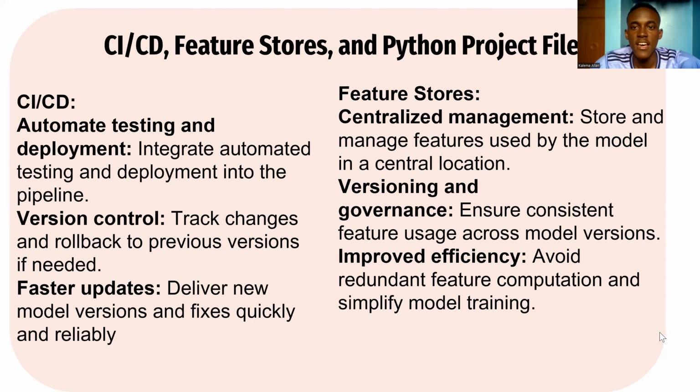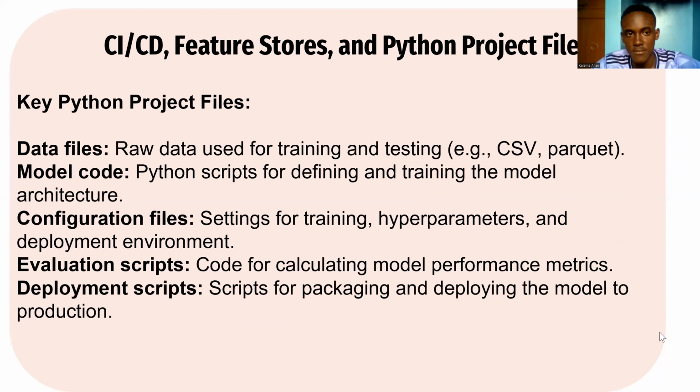CI/CD, feature stores, and key Python project files. Under CI/CD, we automate testing and deployment. We have version control, where we track changes and rollbacks are carried out. We have faster updates, continuously updating. Under feature stores, we have centralized management. We store and manage features used by models in a centralized way. We have versioning and governance, and we have improved efficiency.